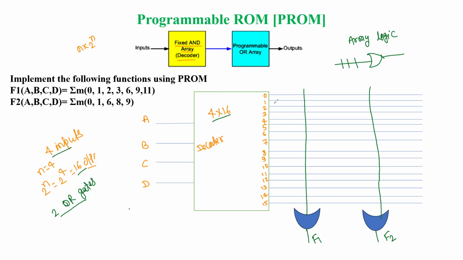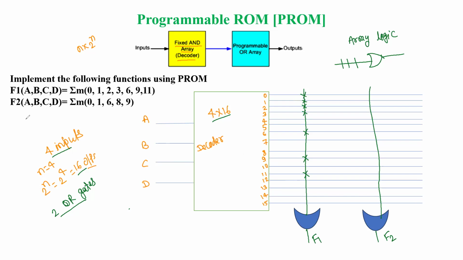Now if you see the function F1, it has minterm 0, so we'll make the connection intact here with 0. Another is 1, so we put the cross here. Again we have 2, so that is a cross here. Again we have 3, so that is also a cross. Next is 6, we'll put the cross here. Next is 9, so we are crossing here. And the last one for the function F1 is 11.